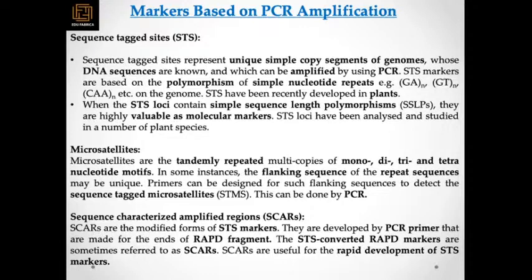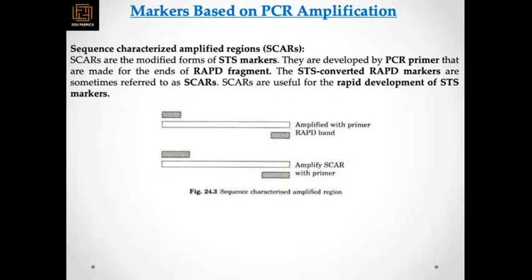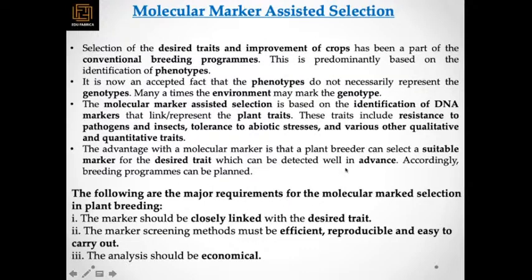Then come the SCARs, sequence characterized amplified regions. They are modified forms of STS markers, developed from PCR primers made from the ends of RAPD fragments. STS converted RAPD markers are sometimes referred to as SCARs, and SCARs are useful for the rapid development of STS markers. This we discussed in the demerits of AFLPs, remember. So you can see an amplified RAPD band here, and then it is amplified as a SCAR with the primer.